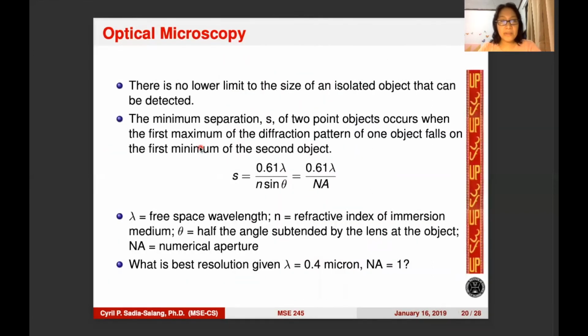There is no limit to the size of an isolated object that can be detected given sufficient illumination. Equation 10.3 in the textbook, the minimum separation S, gives the resolution. It's the minimum distance between points or parts of an object that satisfies Rayleigh's criterion.